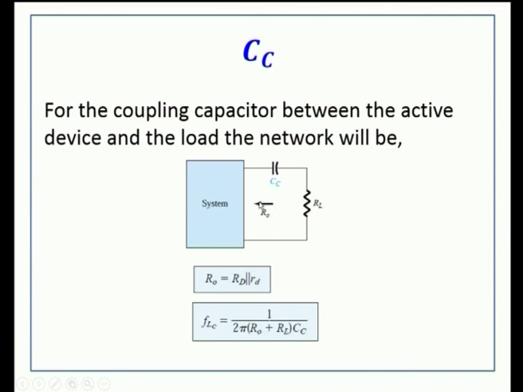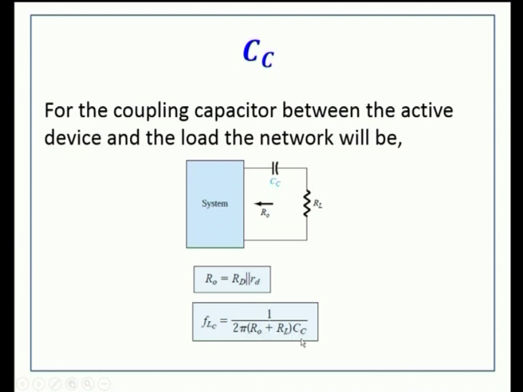Output resistance seen at the output side of the network has been already derived as the parallel combination of the resistance connected to the drain terminal, the drain resistance RD, and the internal resistance. And so, the lower cutoff frequency obtained by the coupling capacitor CC is derived as 1 by 2 pi (RO plus RL) into CC.